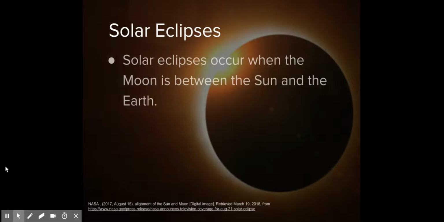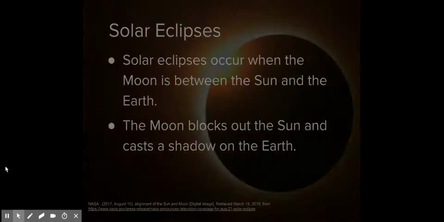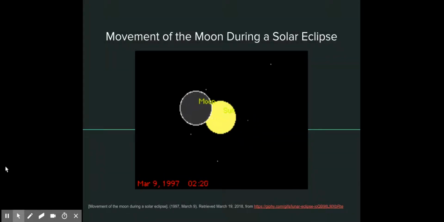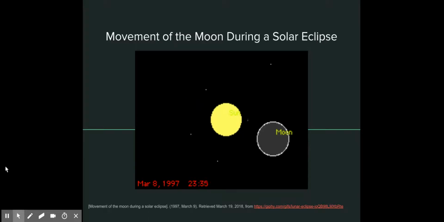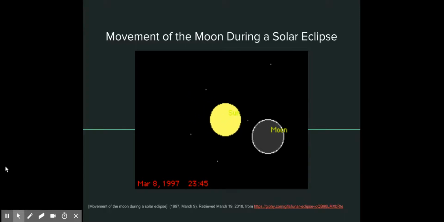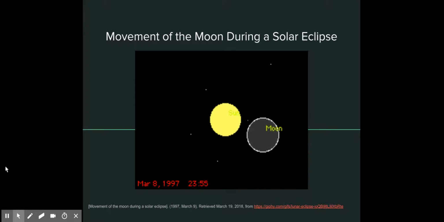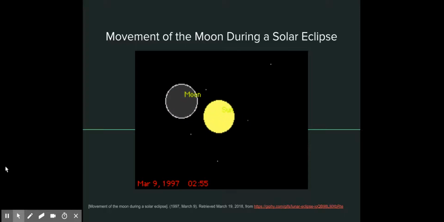Solar eclipses occur when the moon is between the sun and the earth. The moon blocks out the sun and casts a shadow on the earth. From this animation, you can see the movement of the moon during a solar eclipse. So this would be a total solar eclipse where the moon passes exactly over the sun. Once the moon is exactly over the sun, it stays there for a little over a minute typically. You can see the corona, or the very outer layer of the sun.